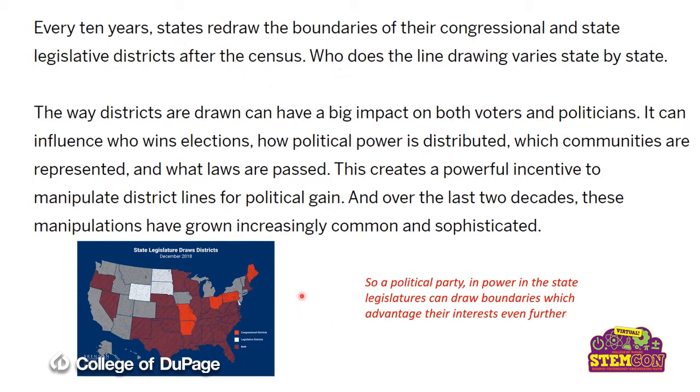So the way districts are drawn can have a big impact on both voters and politicians. It can influence who wins elections, how political power is distributed, which communities are represented, which communities are not well represented, and what laws are passed. So there's a powerful incentive to manipulate these for political gain, and over the past 2 decades, these manipulations have grown increasingly common and sophisticated.